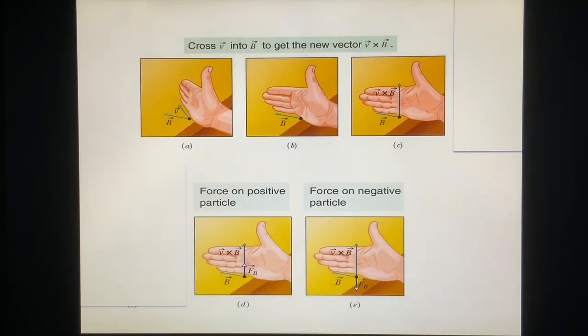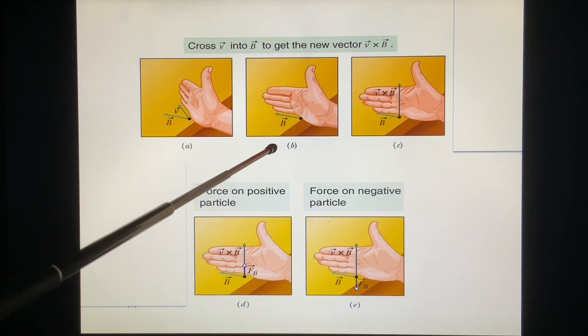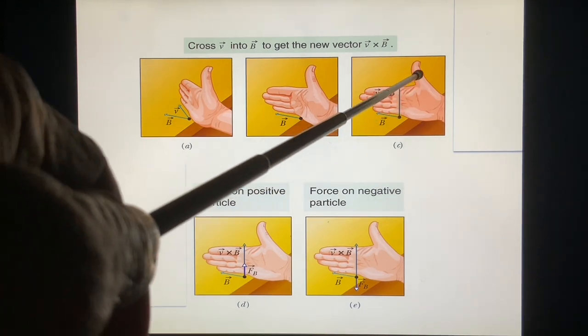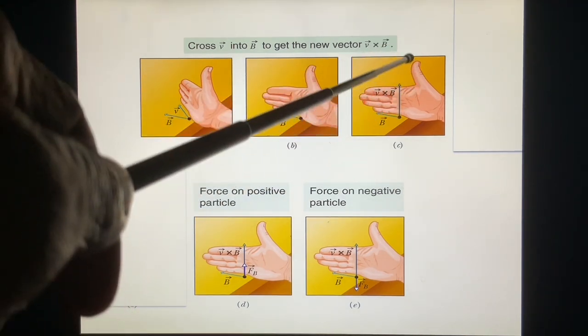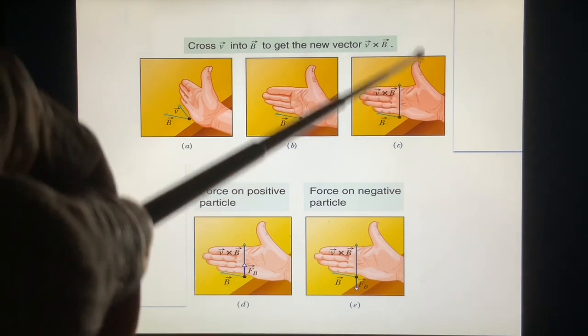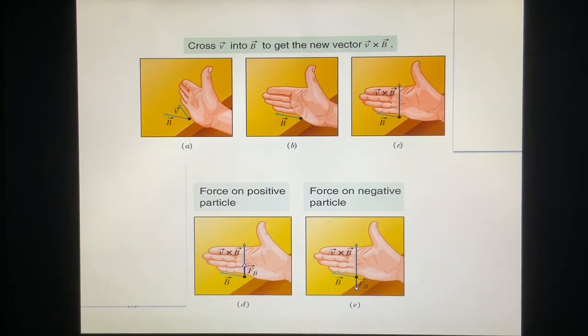V cross B: first, we use our right hand and extend four fingers along the direction of V. Then we rotate from the V direction to B. Okay, so the extended thumb is the direction of V cross B, okay? V cross B.